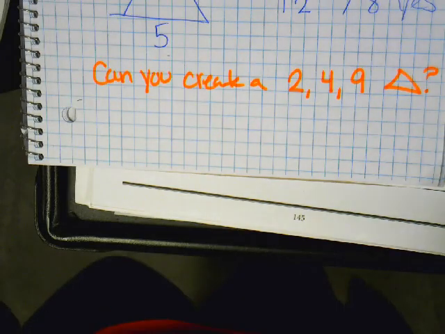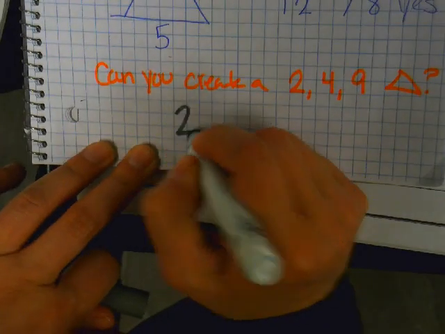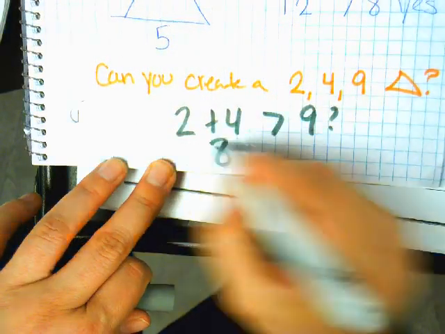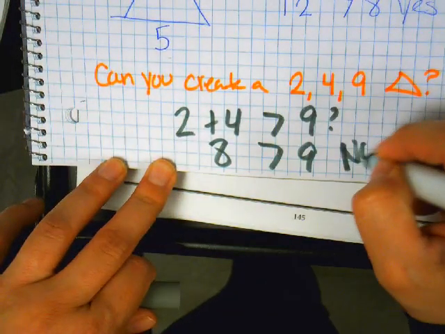What am I supposed to do? I'm supposed to add the two smaller numbers. 2 plus 4, is that greater than 9? I got 6. Is 6 greater than 9? No.